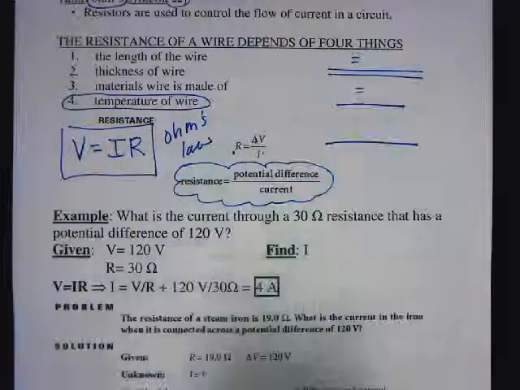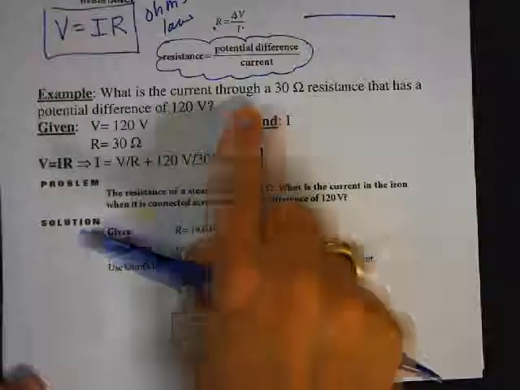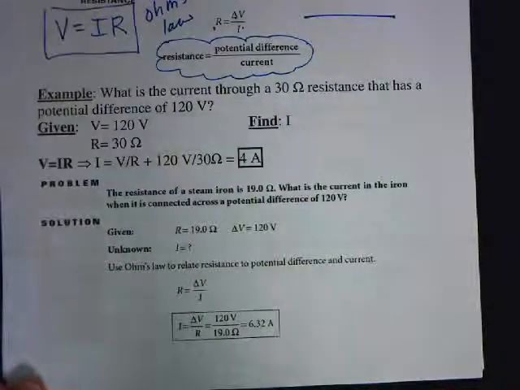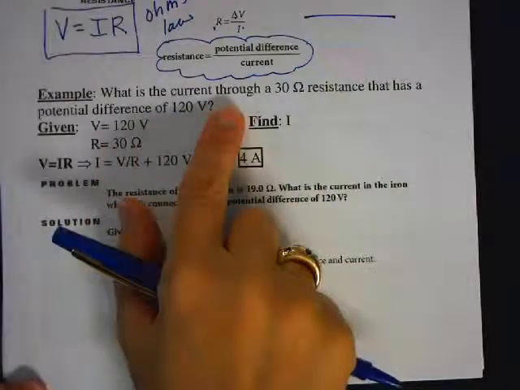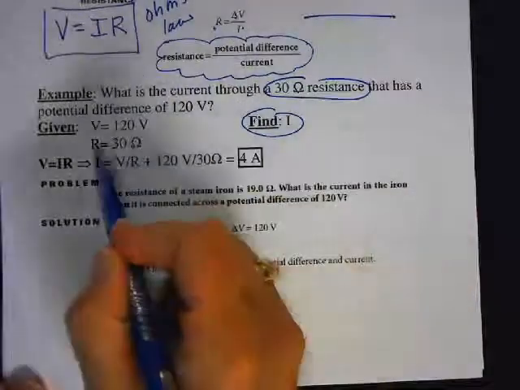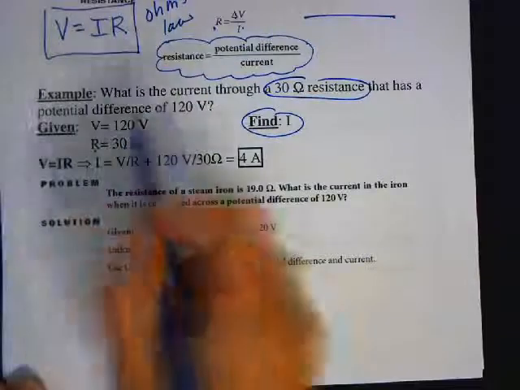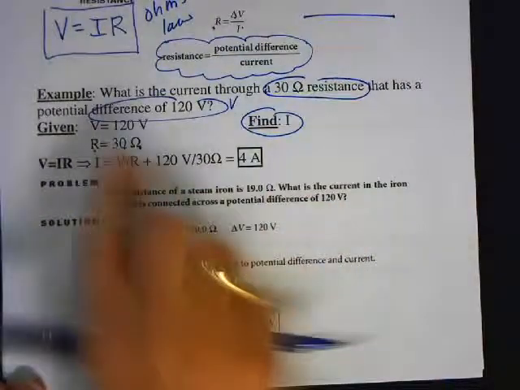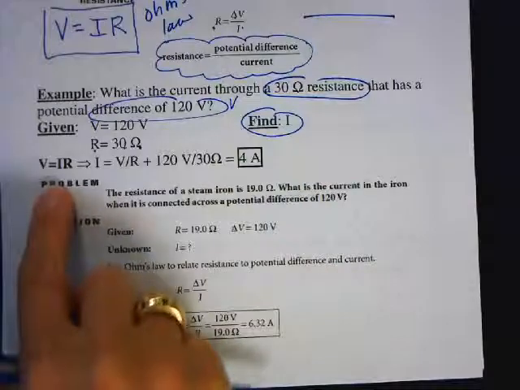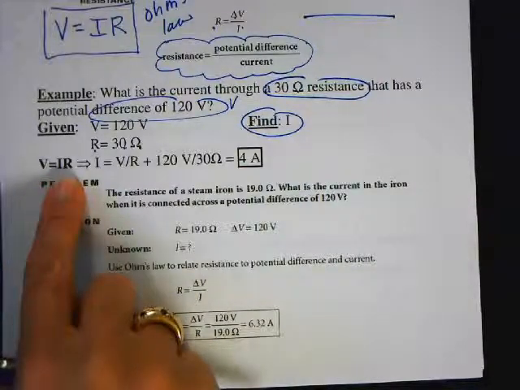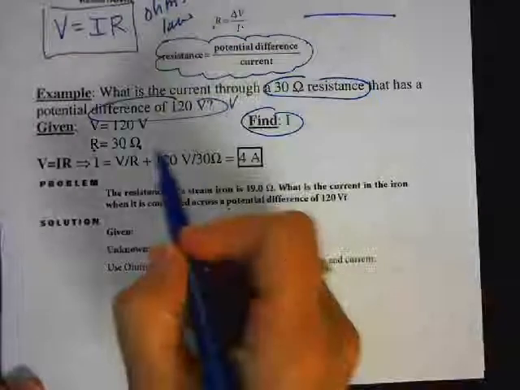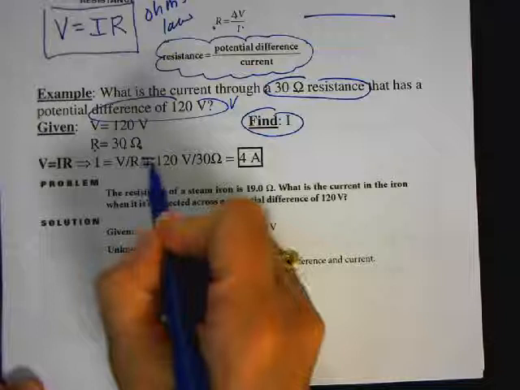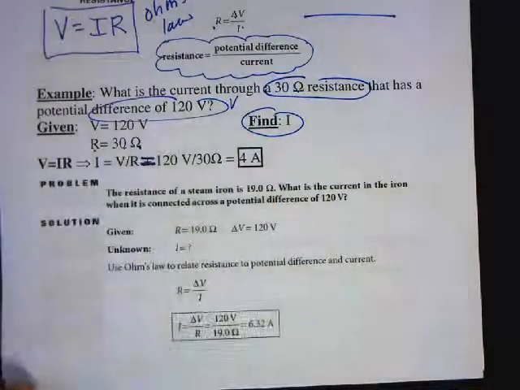So here's an example. What is the current through? Now remember, whenever we do a problem, we want to chunk it. So as we're reading it, we're going to write down our given. It says, what is the current? So we want to find I through a 30 ohm resistance. So R is equal to 30 ohms. That has a potential difference, so that's V. So I write my given, I write what I want to find, I write my basic equation, V is equal to IR. I rearrange the equation to solve for the unknown in terms of the known. And then I substitute and solve.